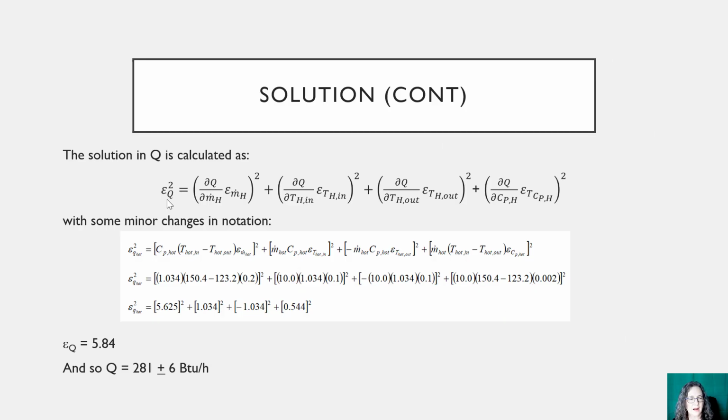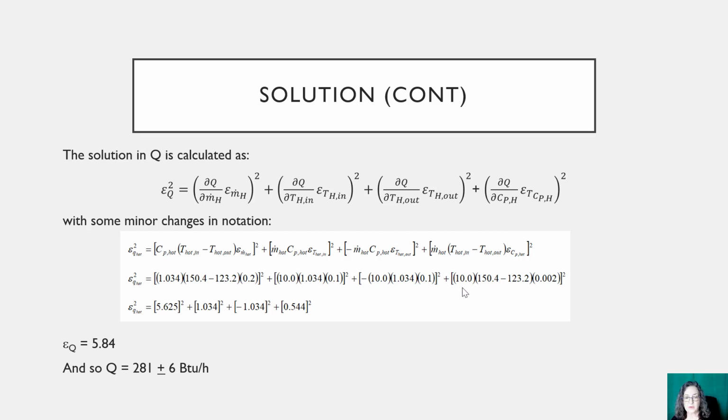So the error is going to be the derivative of Q with respect to each of the variables times the error in that variable. So flow rate, the inlet temperature, the exit temperature, and that C sub P. I'm going to do all of those derivatives. Here it is with respect to M, it's C sub P times delta T. With respect to T_H, it's flow rate times C sub P, negative flow rate times C sub P for the outlet, and M dot times delta T for the C sub P.